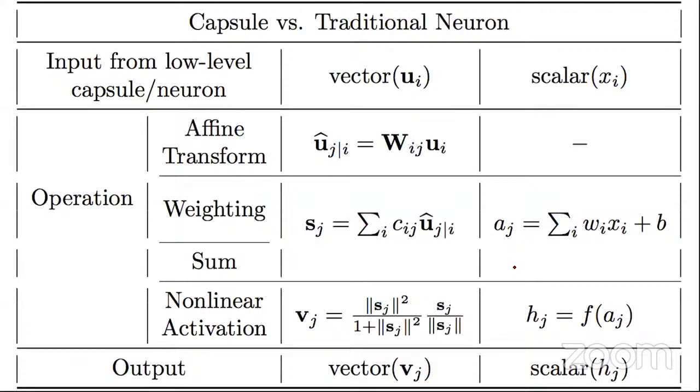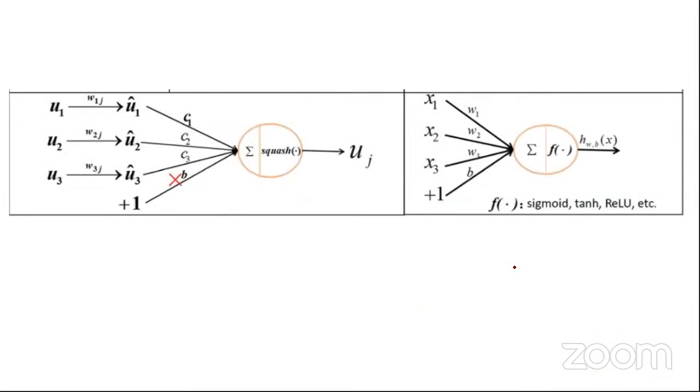And this is the difference between our traditional neural network and the capsule network. Here we are using the affine transformation, and we are using a weighted sum. And here we are using the non-linear activation, which is our squashing function. For the CapsNet, we receive the output as a vector, but in the traditional one, we receive the output as a scalar. And this is a diagrammatic representation of the conventional neural network and the CapsNet.